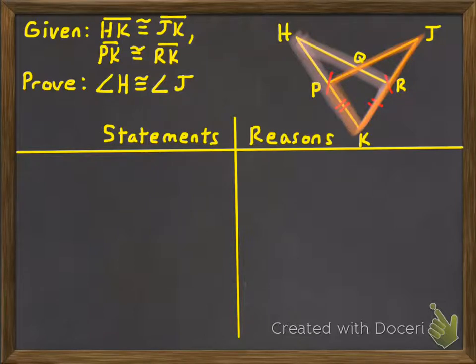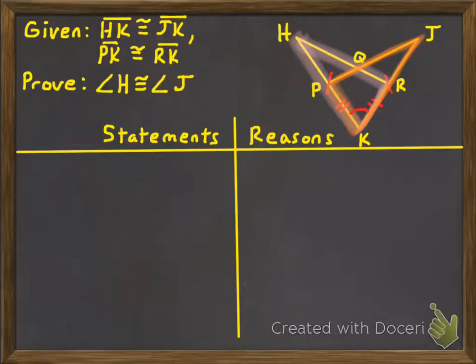Now, this takes a little getting used to. There turns out to be a chance to use the reflexive property here. But it's not the reflexive property with segments like you're used to seeing. It's actually the case that these two triangles share the same angle. And I'm going to point that out to you right now. You see how angle K right there is one of the interior angles in both triangles?